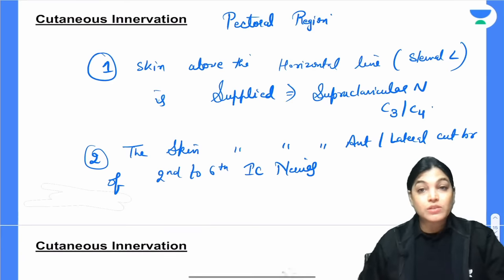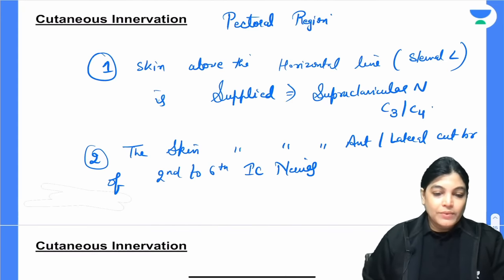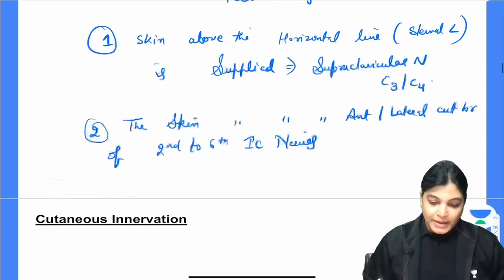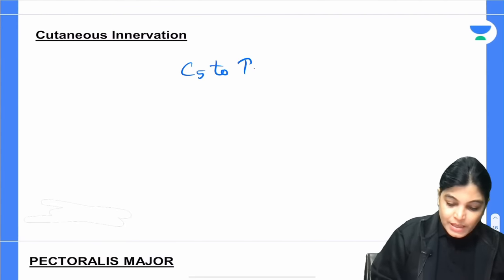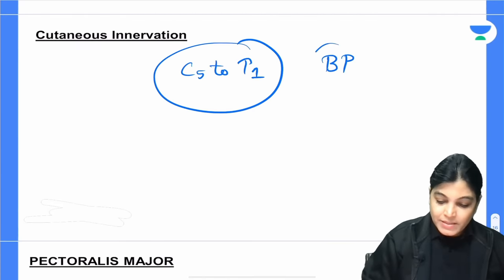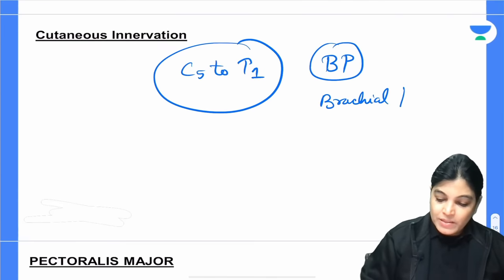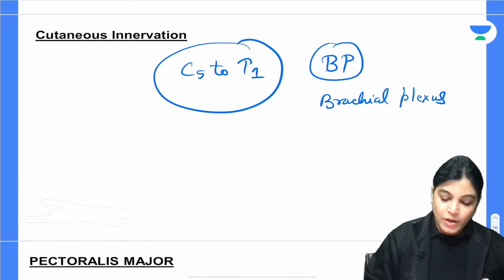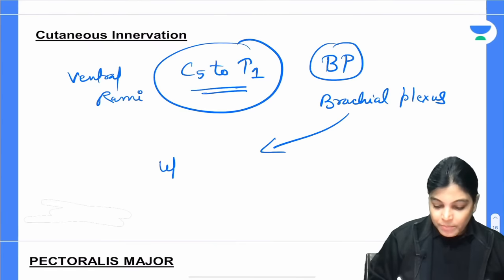This also we have seen in the diagram. Now, if we talk about the spinal segment, the spinal segment from C5 to T1 is involved when we study one of the important topics of the upper limb, called the brachial plexus, BP for brachial plexus. The ventral rami of C5 to T1 lead to the formation of the brachial plexus, and this will innervate the upper limb.